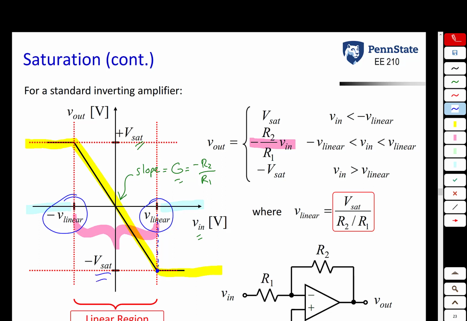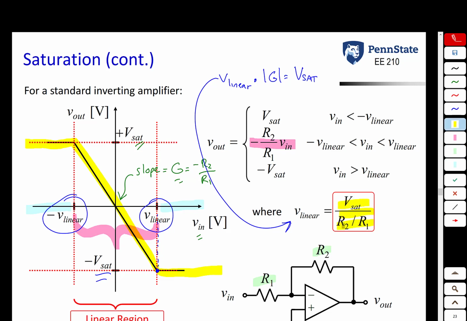So if you make an equation out of that, you see that V linear times the absolute value of the gain equals the saturation voltage. We can then solve for V linear and we get this expression here. V linear is the saturation voltage divided by the absolute value of the gain, which for an inverting amplifier is what? Negative R2 over R1 is the gain, so the absolute value of that is R2 over R1, and we get this expression here.